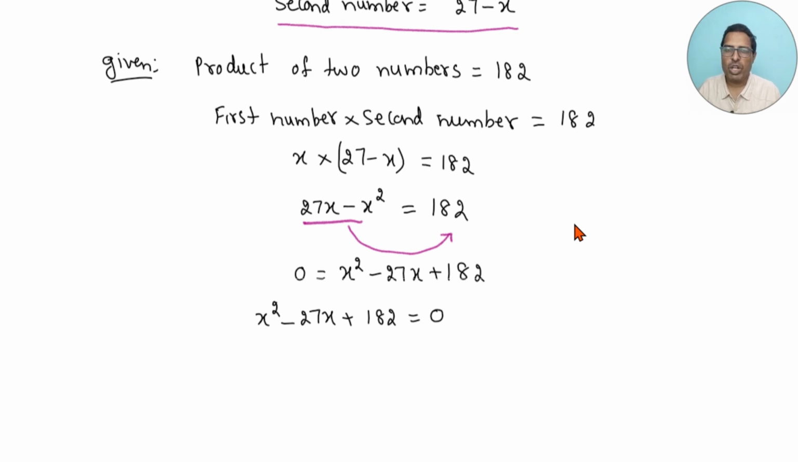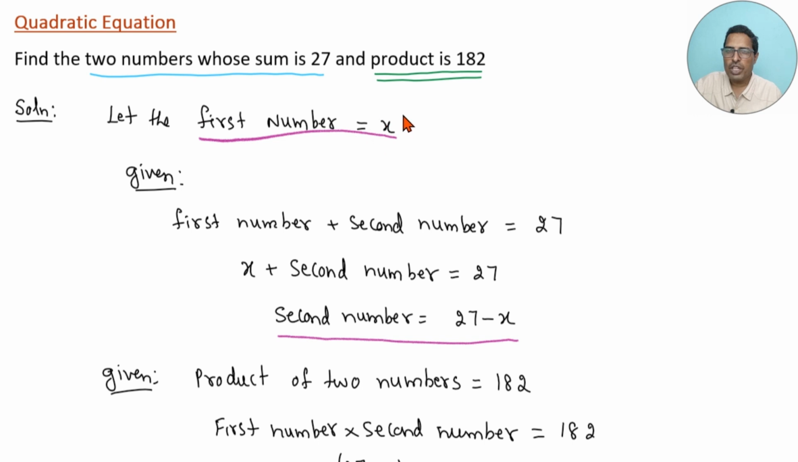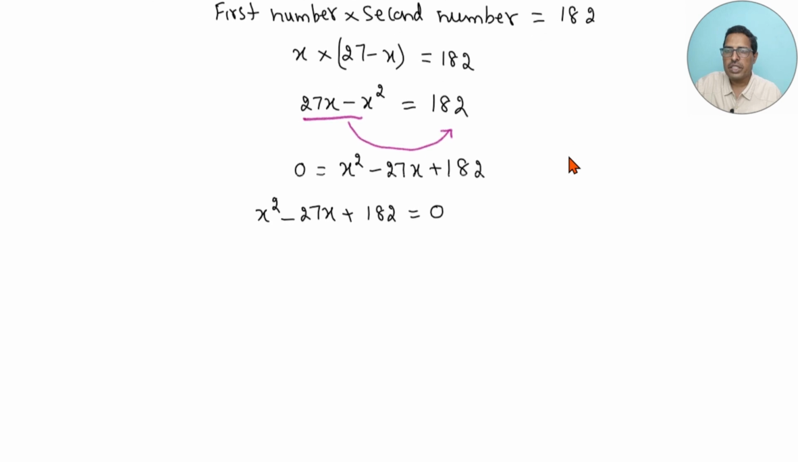Now we need to solve this quadratic equation and find out what is the first number, that is x, and what is the second number, 27 minus x. So let us try to solve this one. To solve this one, once again you have to multiply the first and the last term, right? So let us multiply it. 182 multiplied by x square will be 182 x square.